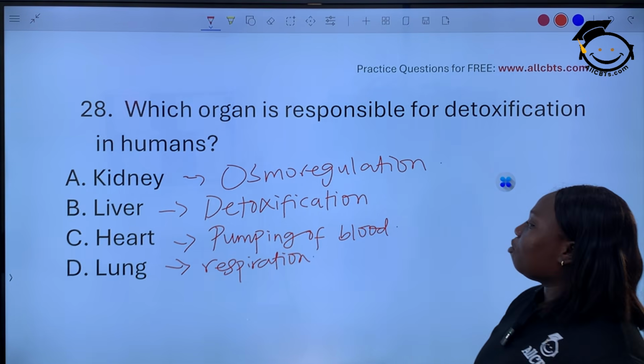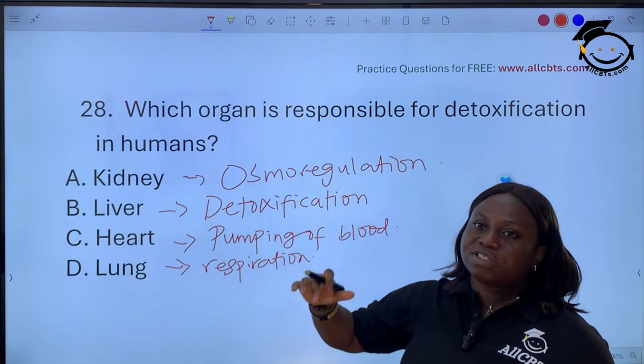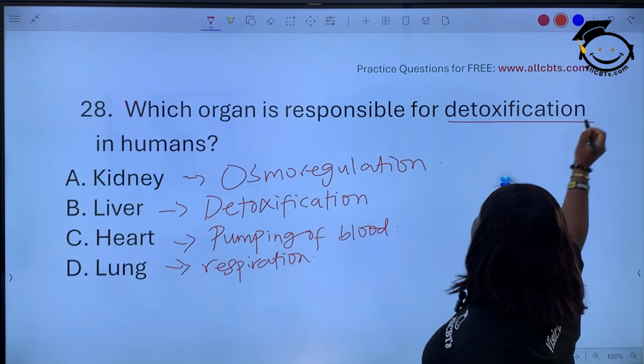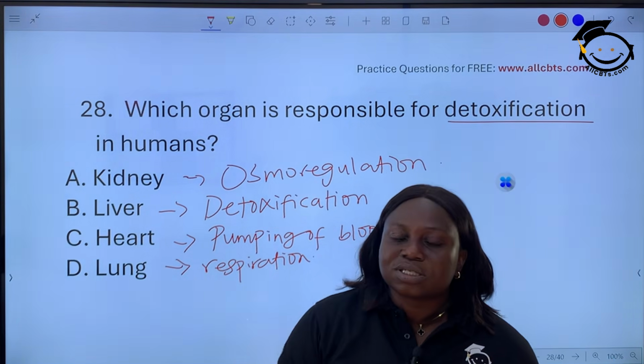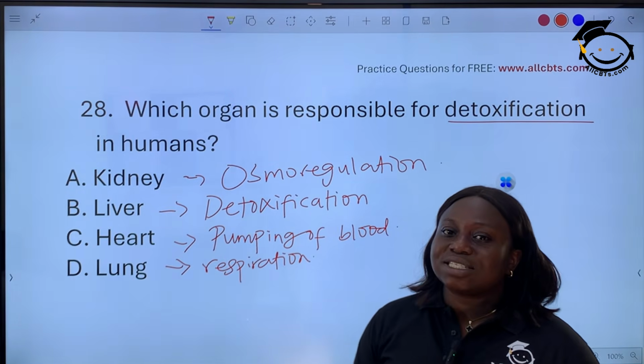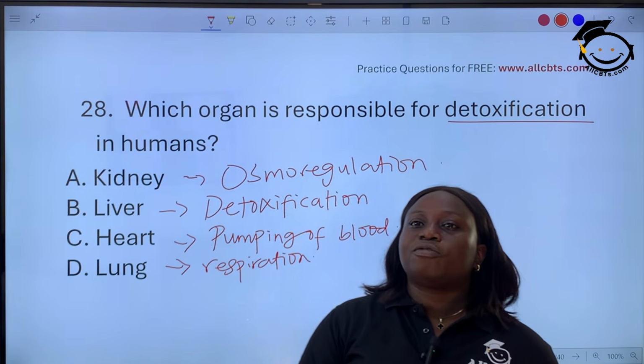So because of that, now the question says that which organ is responsible for detoxification? What does detoxification mean? This is the removal of toxins from the blood. Now the organ that is responsible for that is the liver. The liver is responsible for the removal of toxins.